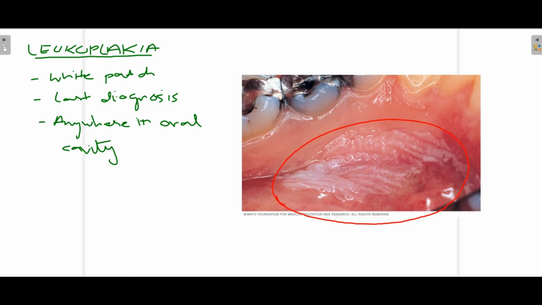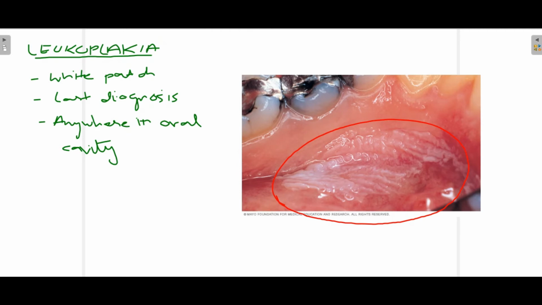And this point justifies our second point, that is last diagnosis, because when we eliminate all other possible causes that might lead to this white patch, then we arrive at the diagnosis that this might be leukoplakia. And leukoplakia is a white patch.